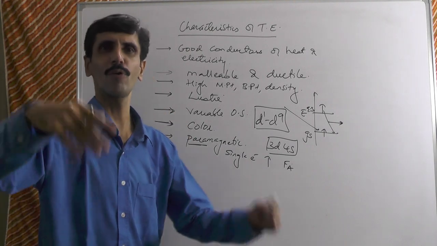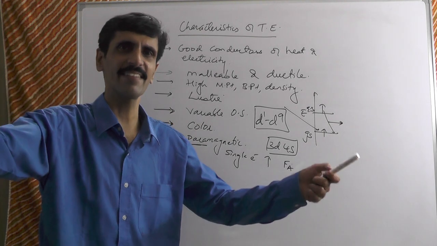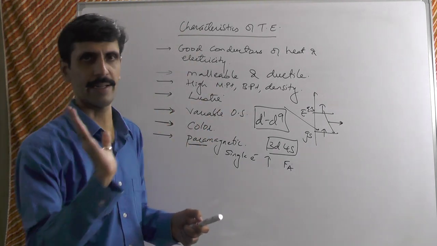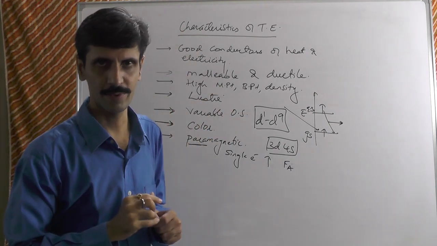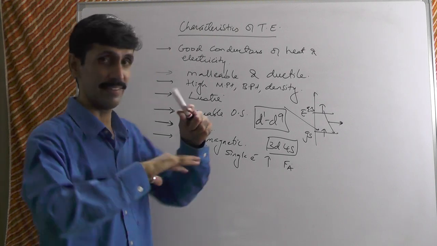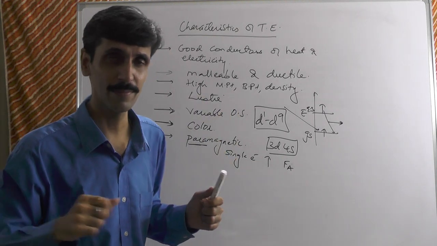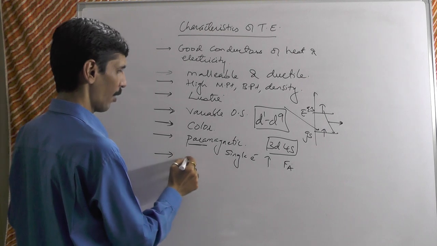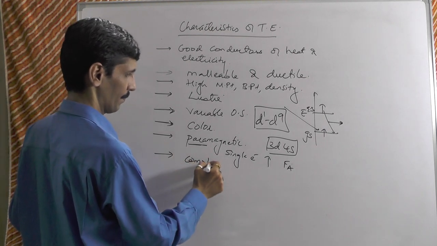Oh, ferromagnetism and all, oh, that's the next case, okay. But at least they are going to be all paramagnetic, at least containing one single electron. Okay, so that is another property which is different from the conventional ones. Okay, next one is they form complex compounds.